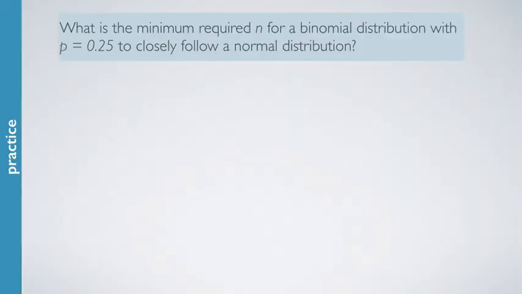Let's do a quick practice problem. What is the minimum n, or the sample size, required for a binomial distribution with probability of success equaling 0.25 to closely follow a normal distribution? We know that n times p needs to be greater than or equal to 10, and n times 1 minus p needs to be greater than or equal to 10 as well. So for both of these equations, we want to solve for n, and then we're going to take the maximum of those, since that's going to be the minimum required sample size.